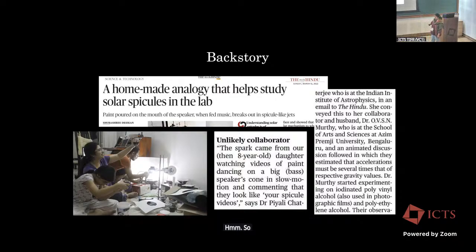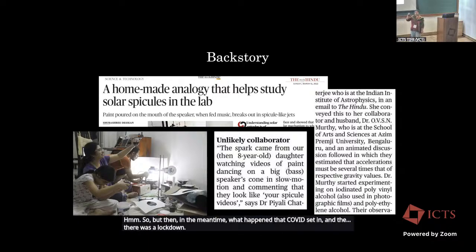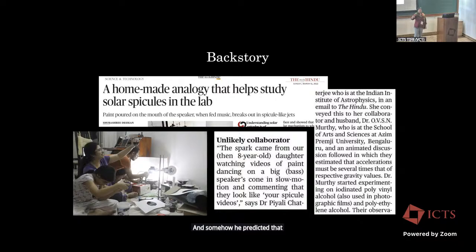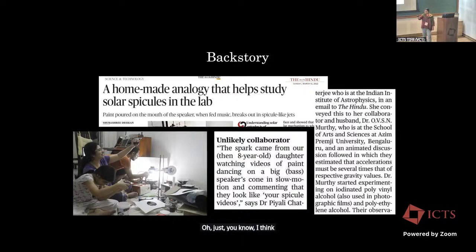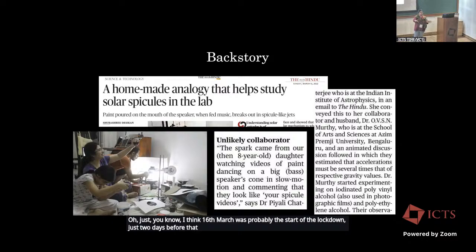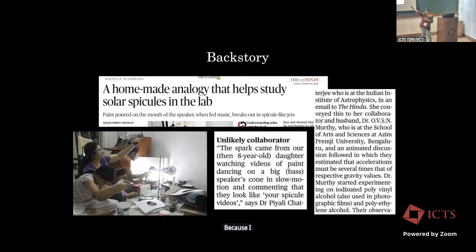But in the meantime, COVID set in and there was a lockdown. Somehow he predicted that something like that would happen. I think 16th March was probably the start of the lockdown. Just 2 days before that, he got all these speakers and some of the things we use to make these fluids home, because I hadn't seen what he's doing in the university. So everything is now at home.